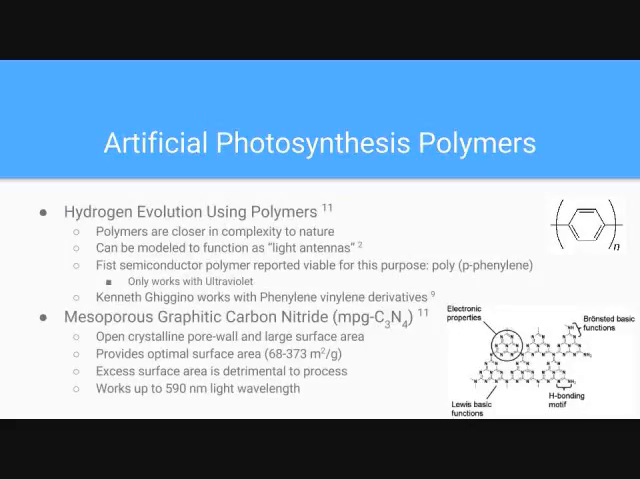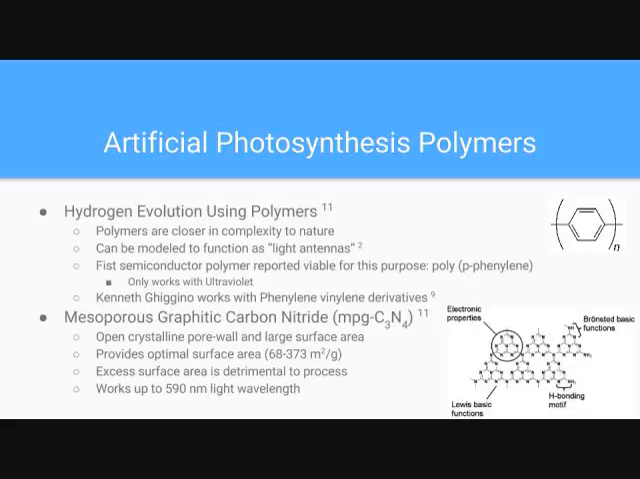Now let's discuss some of the achievements that have been accomplished by using polymers for water splitting. Polymers have an advantage over other chemical species because they are closer in complexity to nature and can be modeled to function as light antennas, as has been demonstrated in various studies. These light antennas are analogous to chloroplasts in plants. The first semiconductor polymer that has been reported to be able to split water by functioning as a light antenna was polyphenylene, but it only worked with ultraviolet light, and we want our polymers to be able to absorb all of the sun's light spectrum, or at least as much of it as possible.